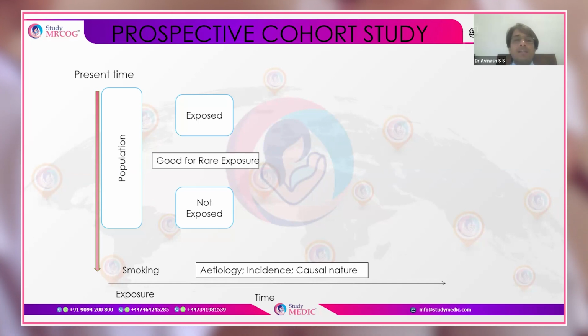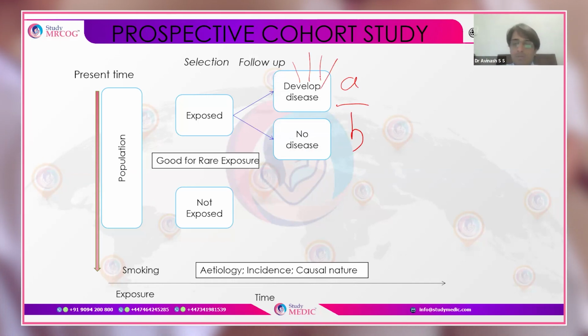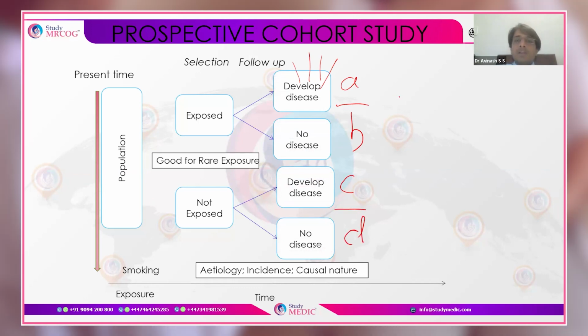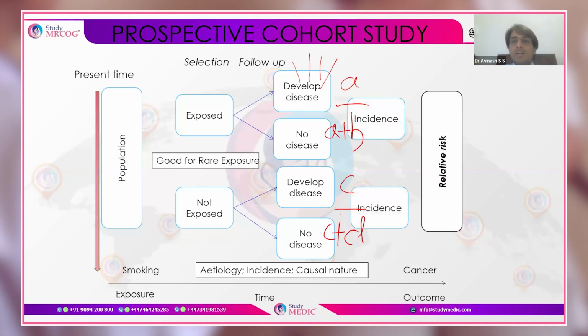So when we select those who are exposed, then we select those who are not exposed from a similar locality. Then we follow them up to see whether they develop the outcome or not. Not just one, but multiple outcomes can be followed up. Similarly, we follow those who are not exposed also. Then we calculate the incidence of development of the disease in the exposed and in the not exposed, and then we calculate the relative risk.